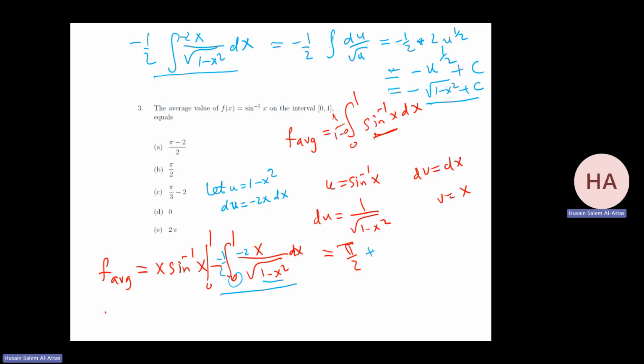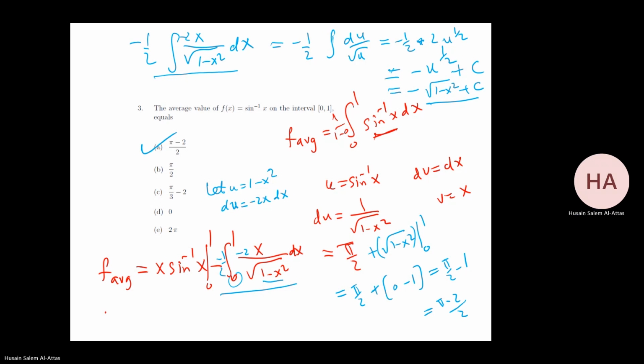Which means plus or minus, I have a minus sign, times this, that will be plus square root 1 minus x squared from 0 to 1. Okay, so that will be pi over 2 plus what? 0 minus 1. So that will be pi over 2 minus 1. In other words, pi minus 2 over 2, which is this. Yeah, be careful here. When you do the substitution, if you apply the limits, that will be from 1 to 0.